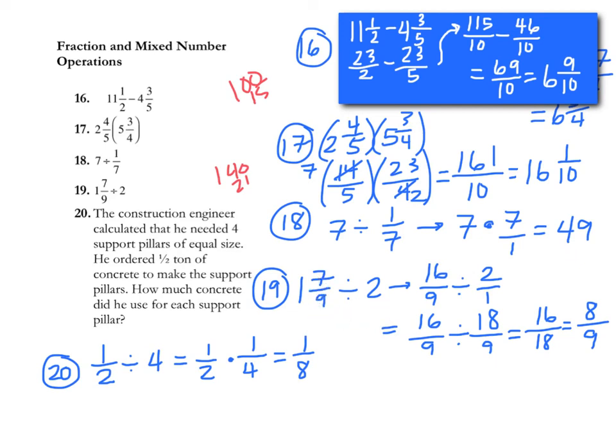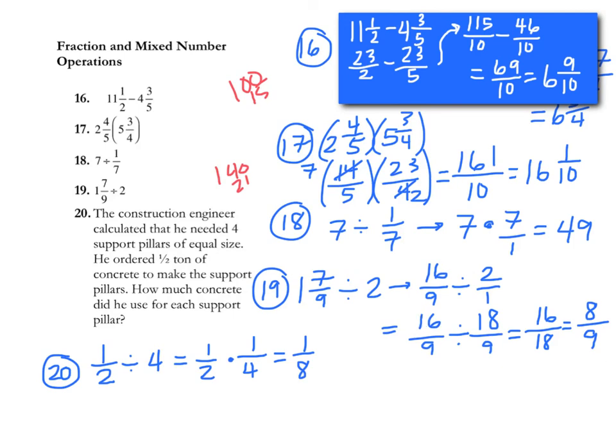1 7/9 divided by 2. This time, I made the first one an improper fraction like I'm supposed to, but this time I used my common denominator method. Make this 18 over 9, put 16 on the top, 18 on the bottom, the 9s basically cancel, and then when we simplify it, we get 8/9. And that makes sense here, because this is 1 7/9 cut in half. Well, if 16/9 is the same thing as 1 7/9, half of 16/9 would be 8/9.